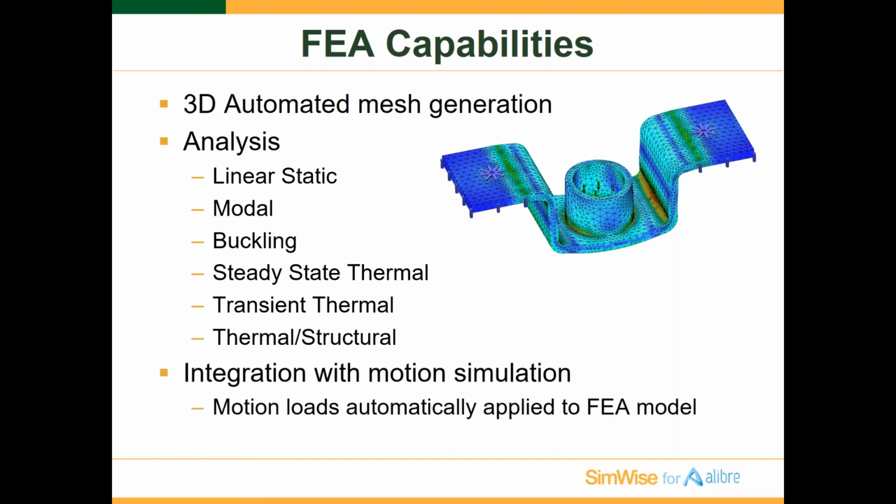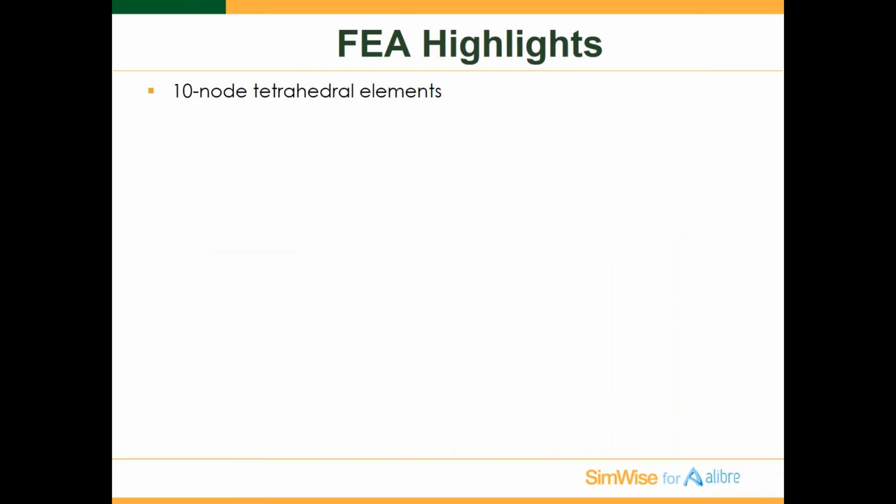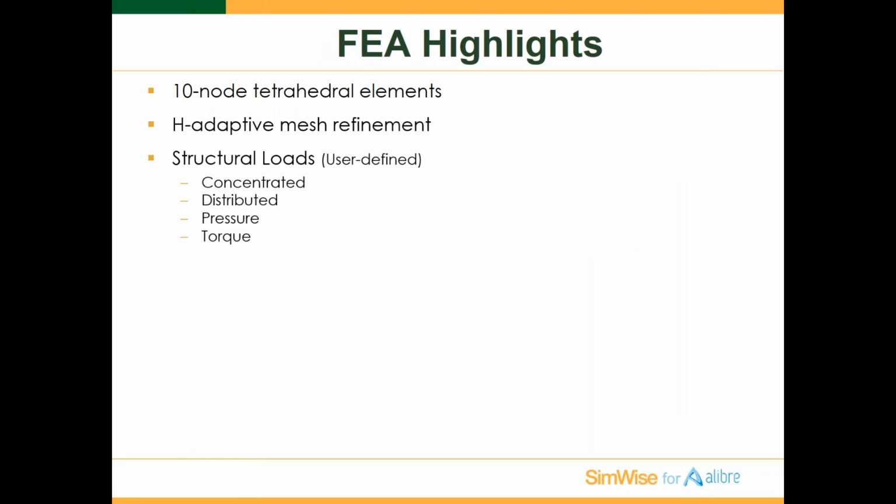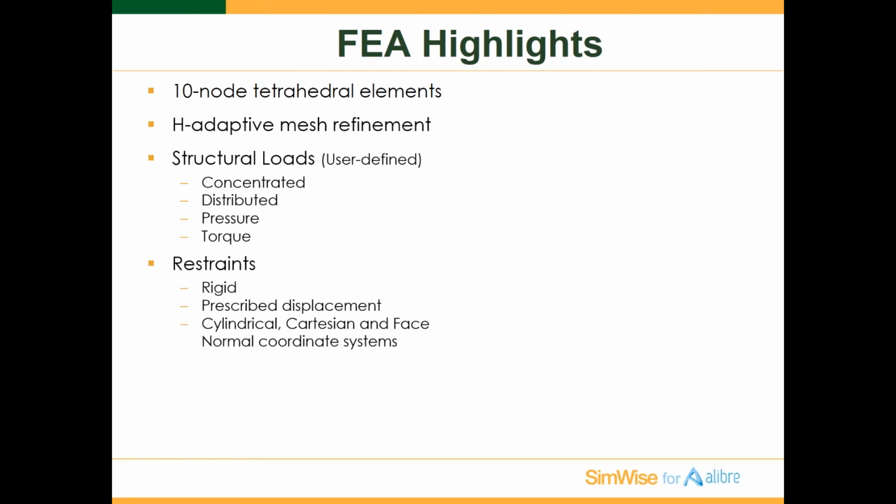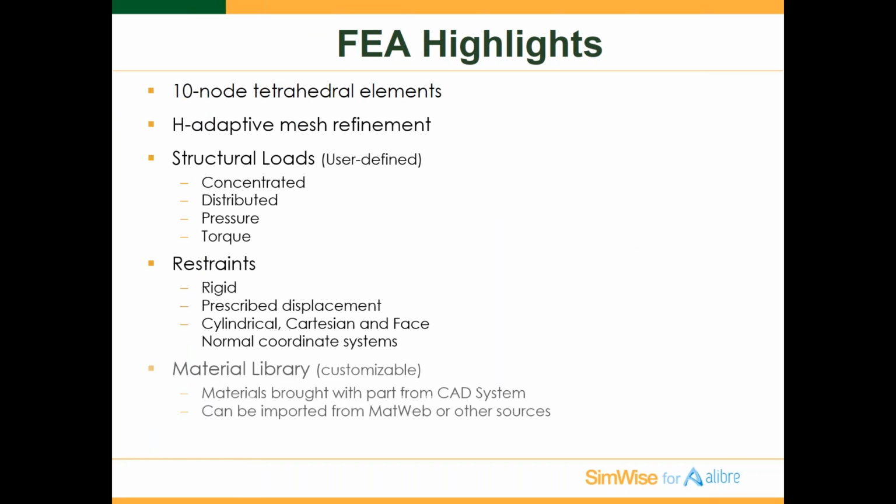And of course, this is integrated, as we've said, with motion simulation, so that those motion loads can come directly onto the finite element analysis model. We use exclusively 10-node tetrahedral elements. We can adaptively refine the mesh. We've got different types of structural loads, different types of restraints. We have a pretty extensive material library, so you can, of course, define your own materials.